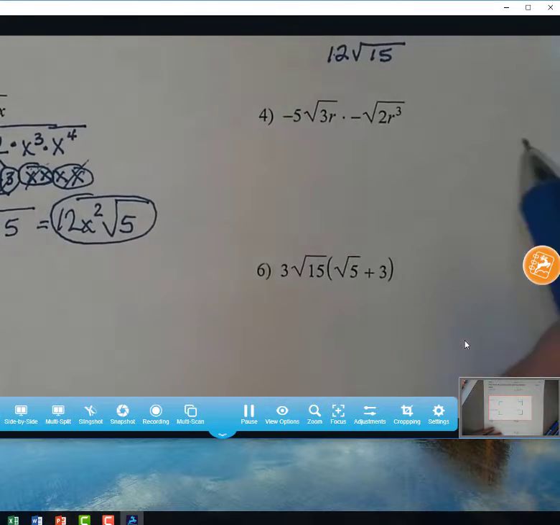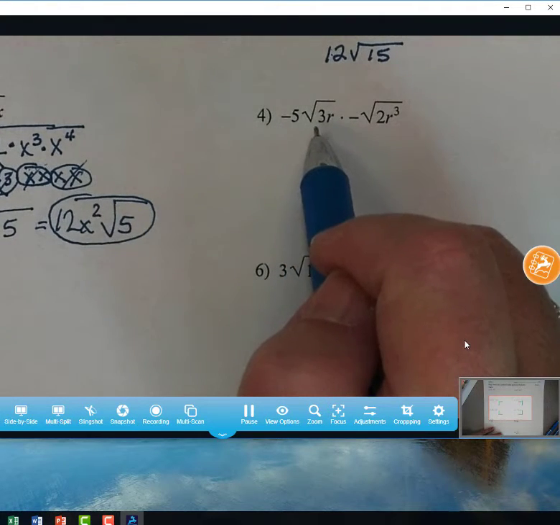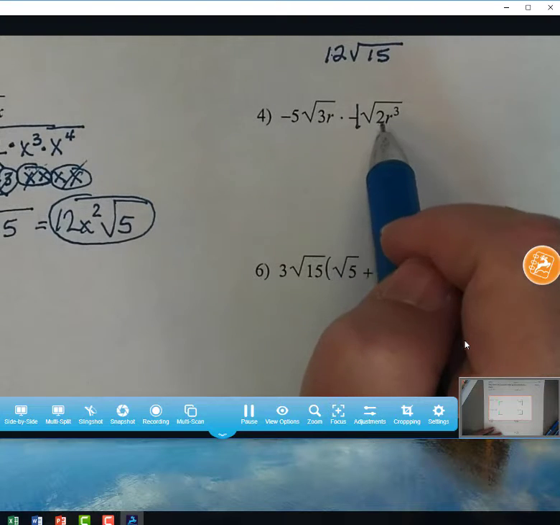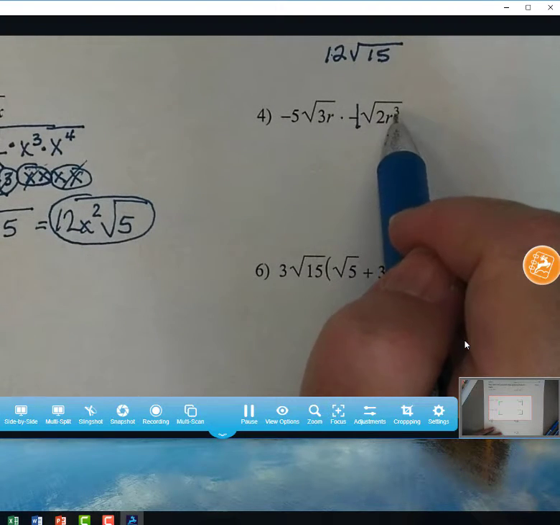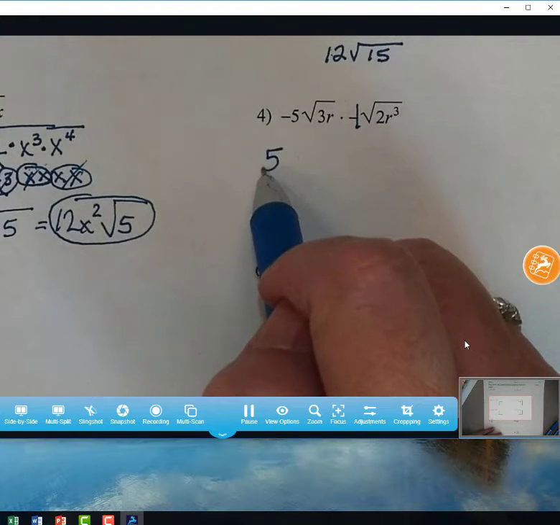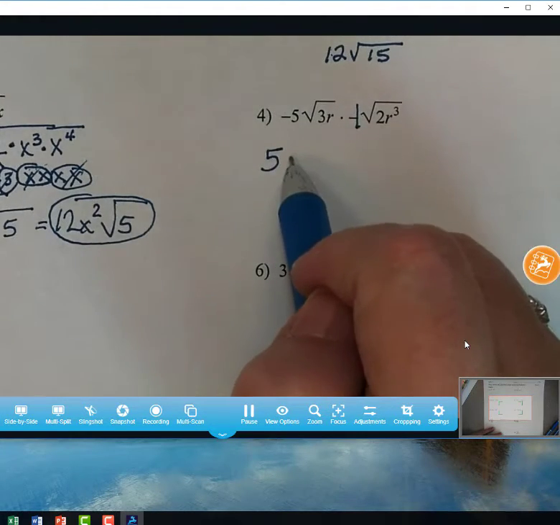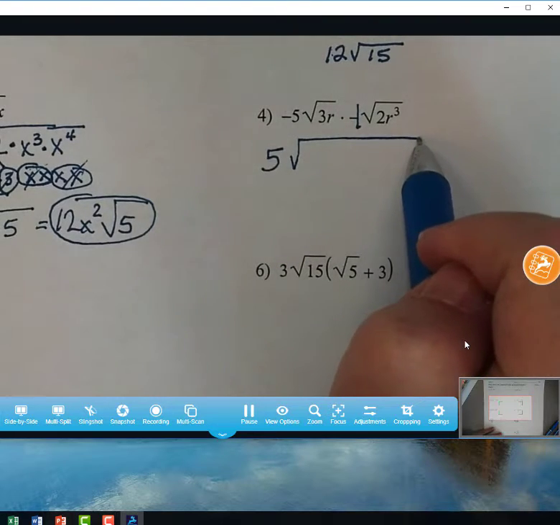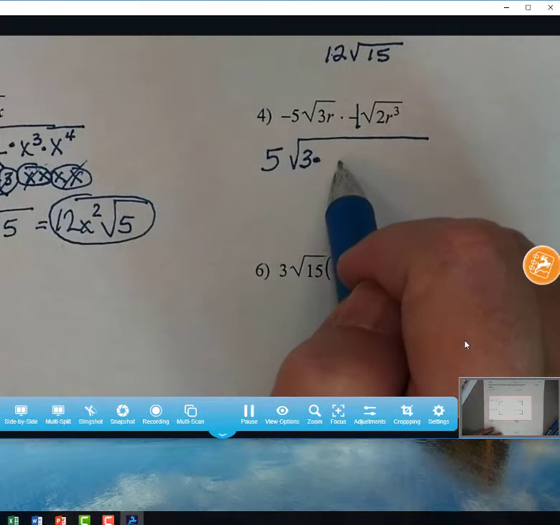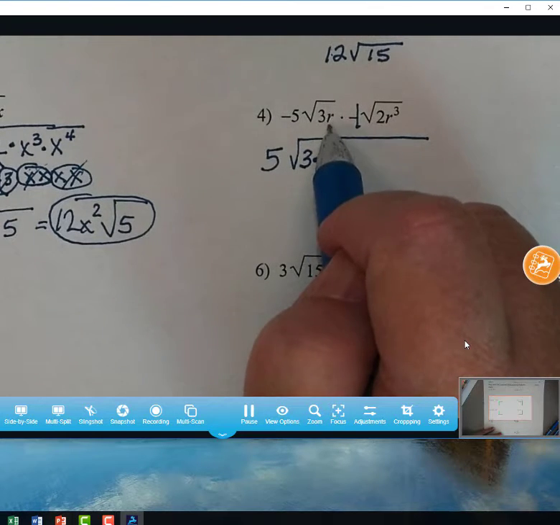For number 4, I'm going to have negative 5 times the square root of 3r times negative 1 times the square root of 2r cubed. So I have negative 5 times negative 1, which is positive 5. Index of 2, I just made them all square roots, I believe. So then I'm going to rearrange while I write these down. I'm going to have 3 times 2, and I'm going to have r times r cubed.